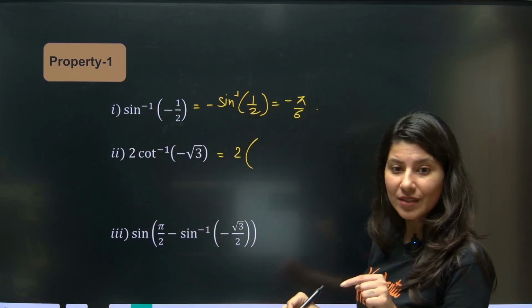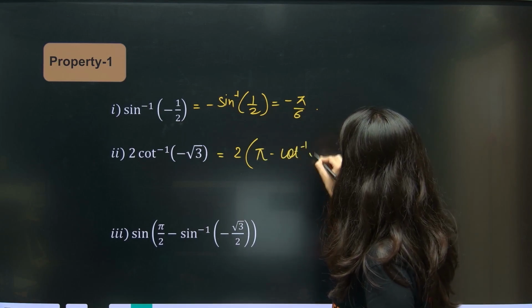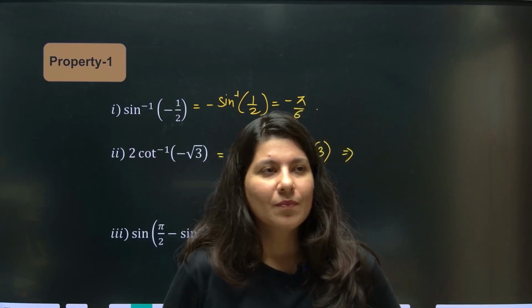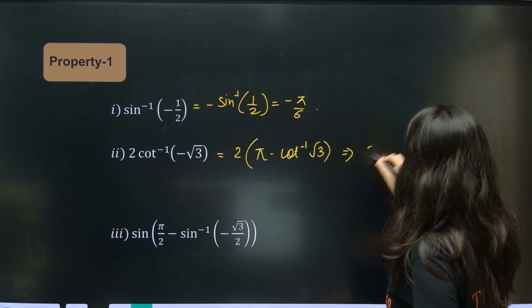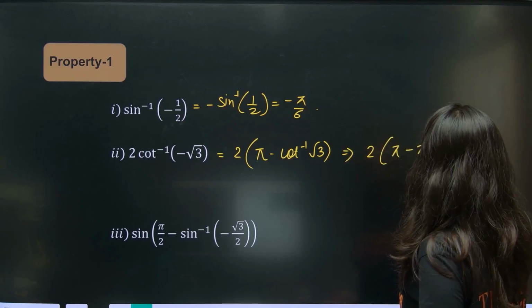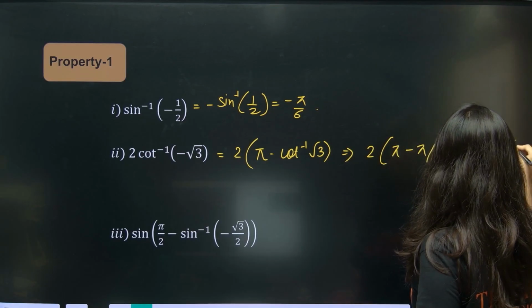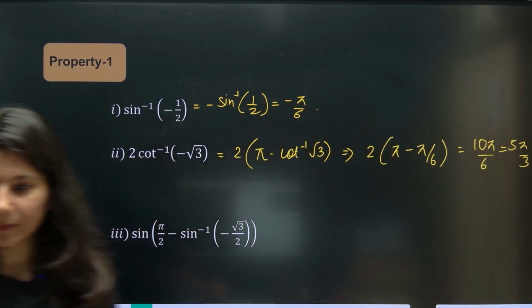Second, cot inverse minus root 3. So cot inverse, now what will you do? Pi minus cot inverse root 3. And cot inverse root 3 will be what? Tell me, ma'am. That means cot theta is root 3, tan theta is 1 by root 3, so pi by 6. So 2 times pi minus pi by 6, so 10 pi by 6, 5 pi by 3. Okay, now you tell me the third one quickly.